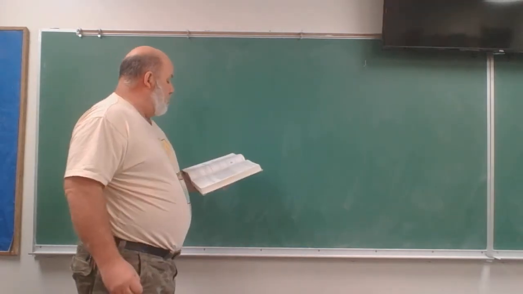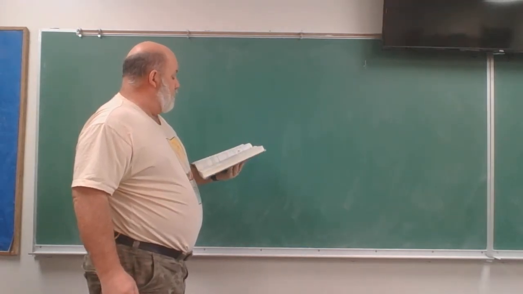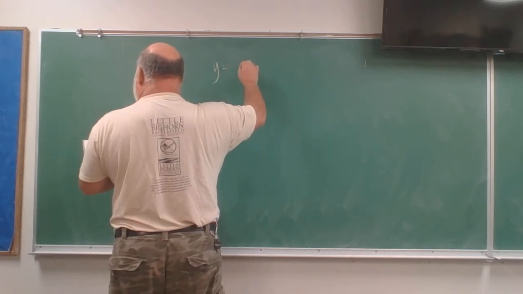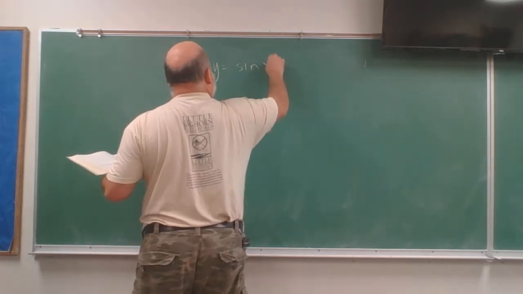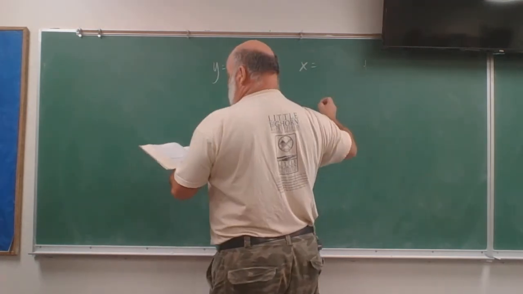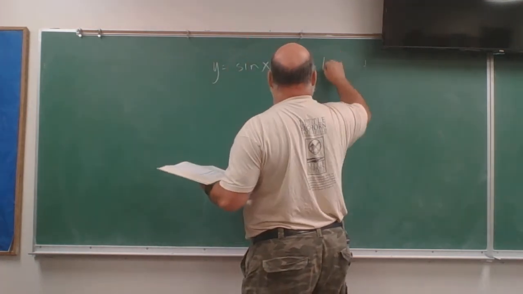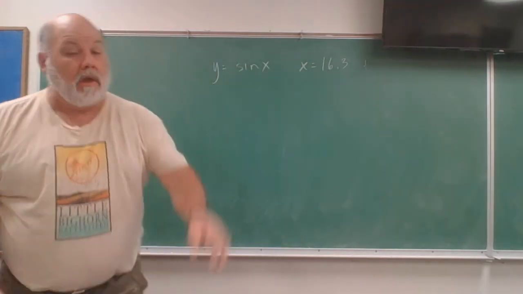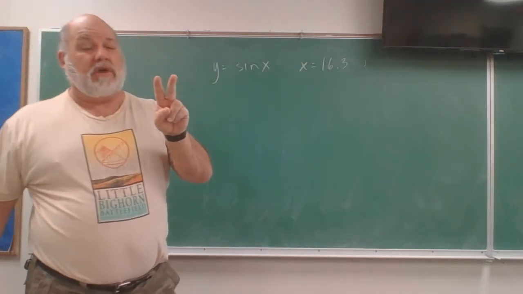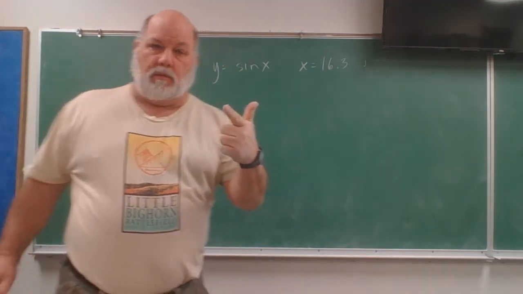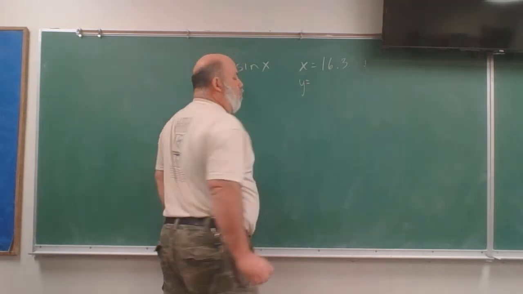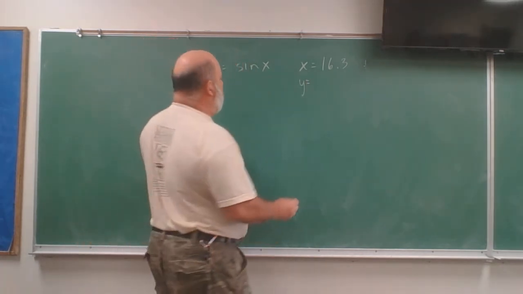Number 12 says write the equation of the line that can be drawn tangent to the graph of y equals sine x when x is equal to 16.3. Okay, they want the equation of a line. What are two things you need in order to find the equation of a line? A point and a slope. A point is made up of an x and a y value. So we have to go find our y.